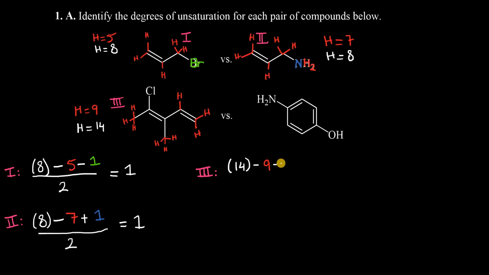And then we subtract 1 based on how many halogens. We just have 1 chlorine. So for that, we just subtract 1. Divide by 2. 14 minus 9 is 5. Minus 1 is 4. 4 over 2 is 2. We have 2 pi bonds. The degree of unsaturation is 2.